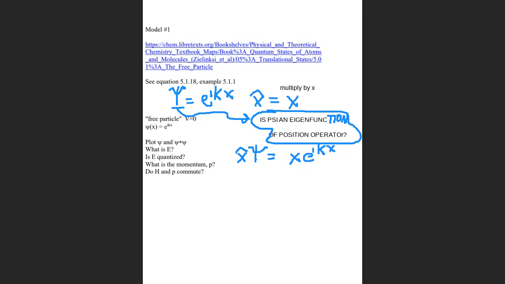Now it's very tempting to think, oh, there's an e to the ikx right here. Therefore it must be an eigenfunction. But x is not a constant. So this is not an eigenvalue. And therefore, e to the ikx is not an eigenfunction. Okay.